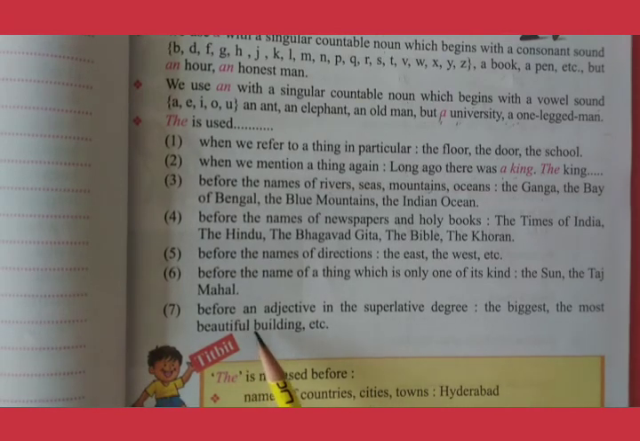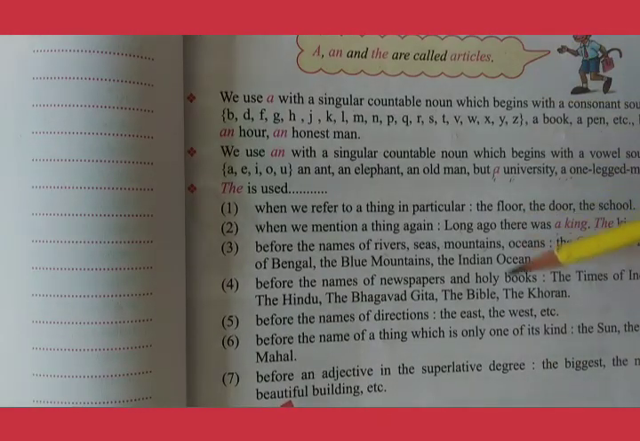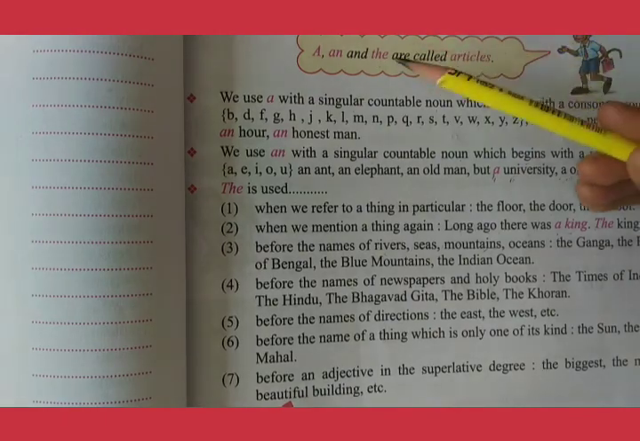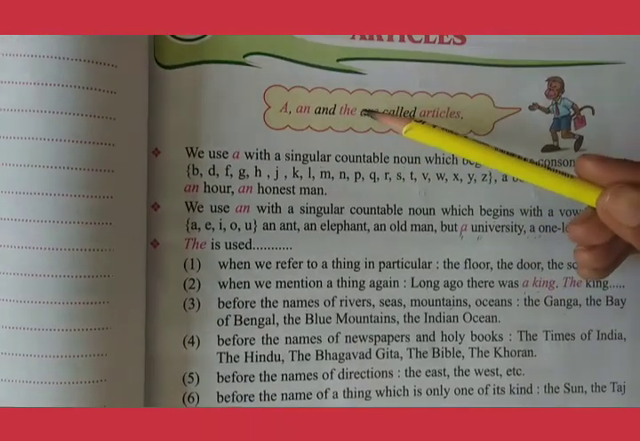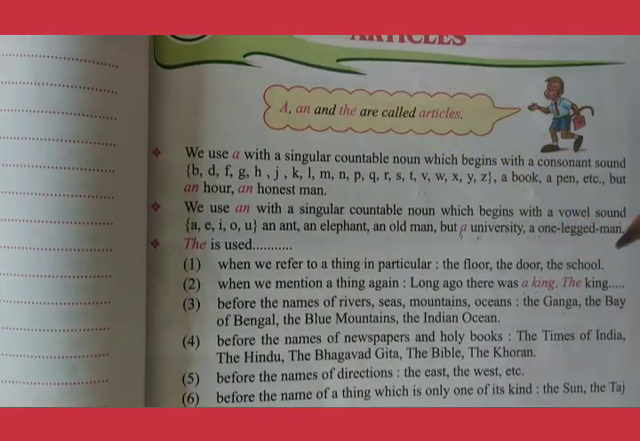And we also use the before an adjective in the superlative degree, meaning the biggest, the most beautiful building, etc. At that time we use the. Do you understand clearly, children? Is it clear where we have to use a, an and the?